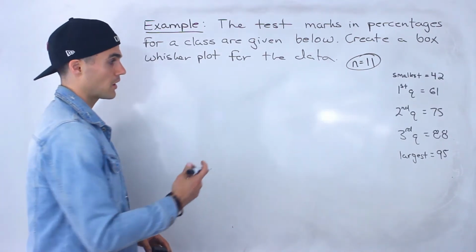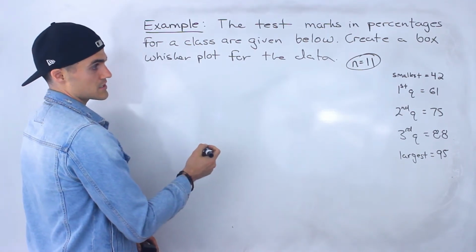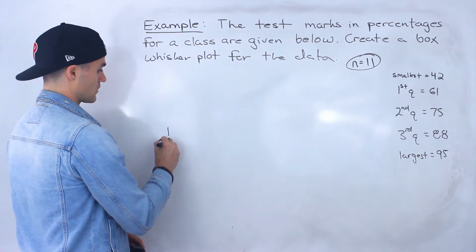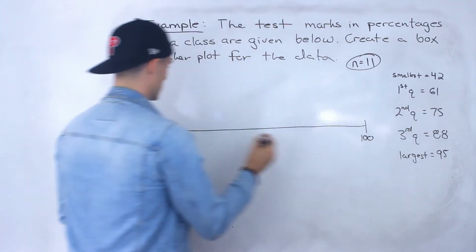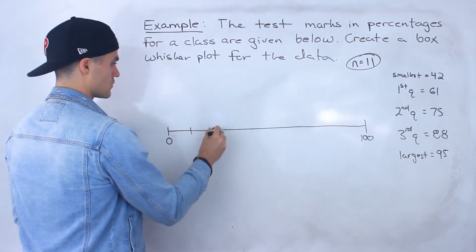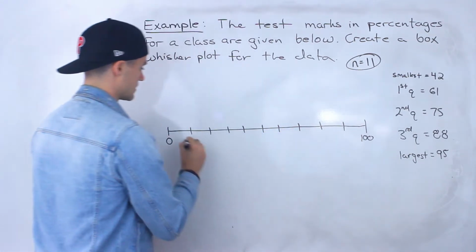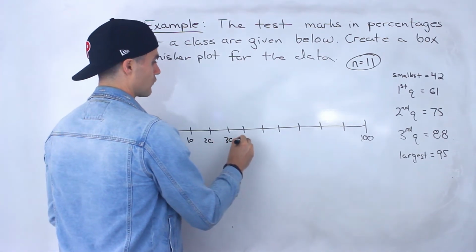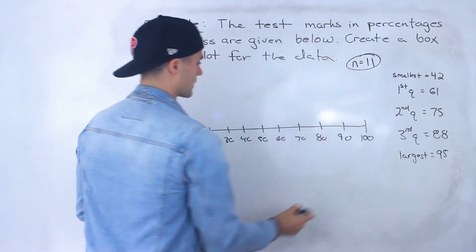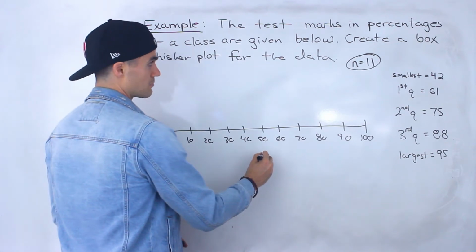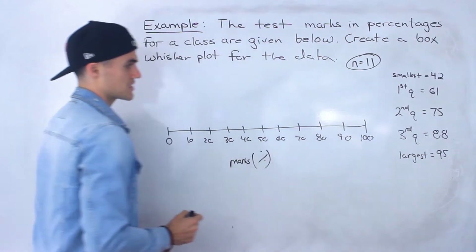So the first step to creating a Box-Whisker plot, I wrote out the 5 values there, is you want to create a scale. So notice it's going from 42 to 95, so I'm going to start at 0, and I'm going to go up by 10s all the way to 100. So we'll go 1, 2, 3, 4, 5, 6, 7, 8, 9, 10. So this would be 10, 20, 30, 40, 50, 60, 70, 80, 90. So notice that this scale represents the marks of the test in percentage.